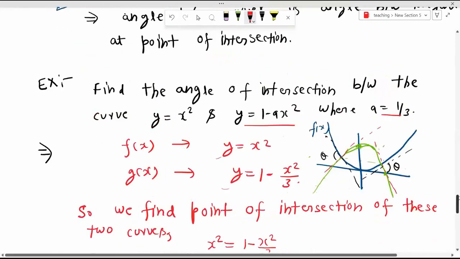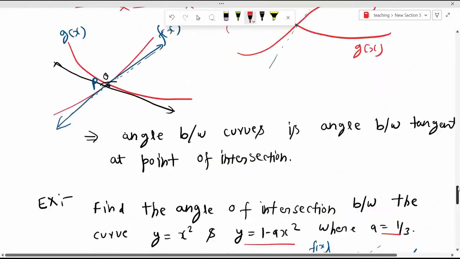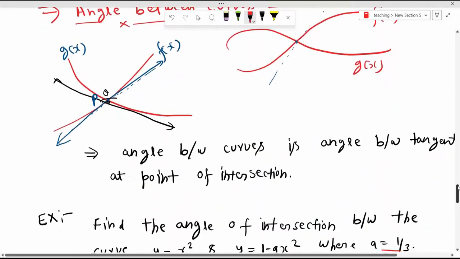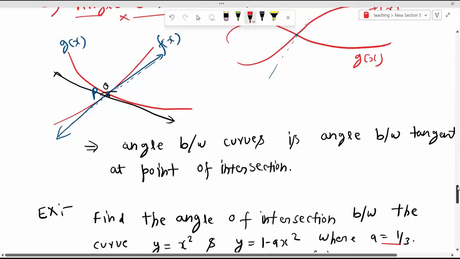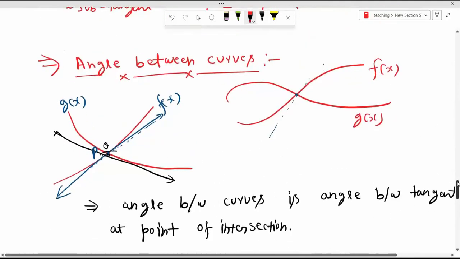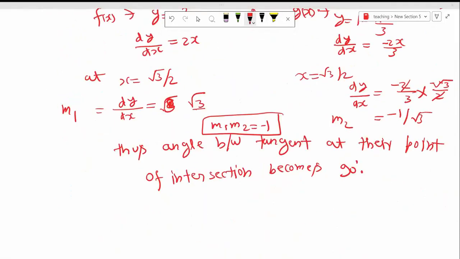So this is the method of finding the angle between two curves. First, we find the slope of the tangent on the first function and the slope of the tangent on the other function. Then we find the angle between these two lines, which have slopes m1 and m2. Then the value we get is the required result, which is the angle between the curves. So thank you.